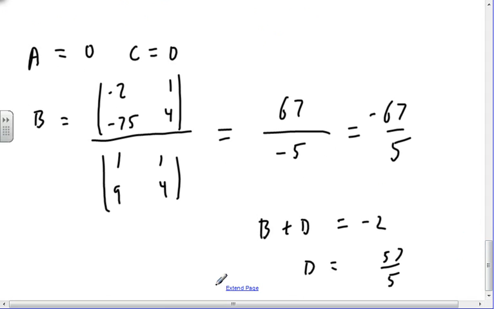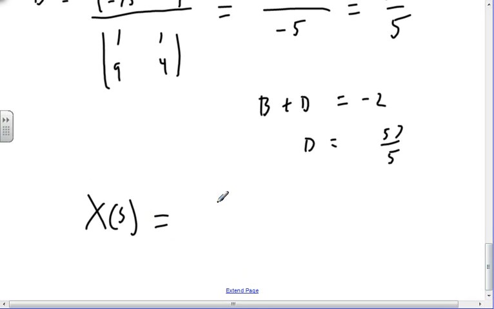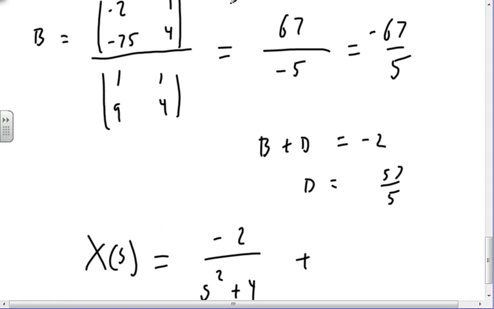Excellent. So that means that x of s is equal to minus 2 over s squared plus 4 plus, not minus 2, minus 67 over 5 plus 57 over 5 over s squared plus 9.